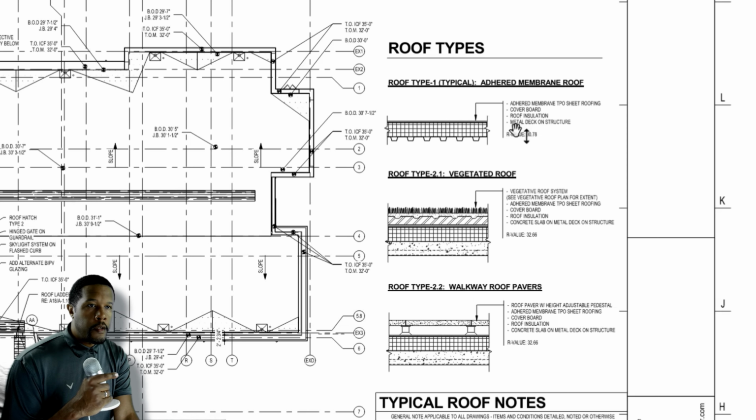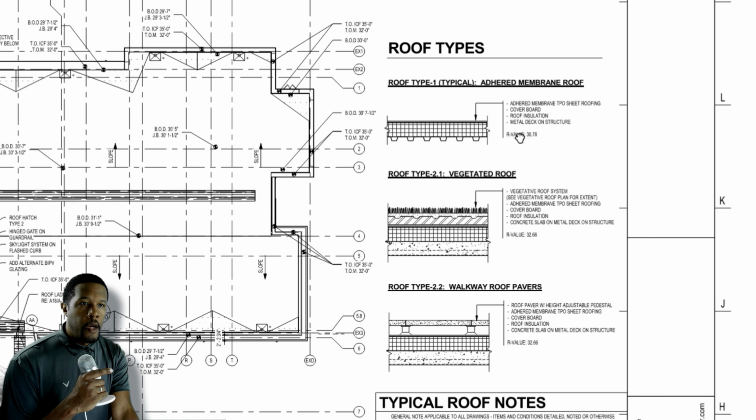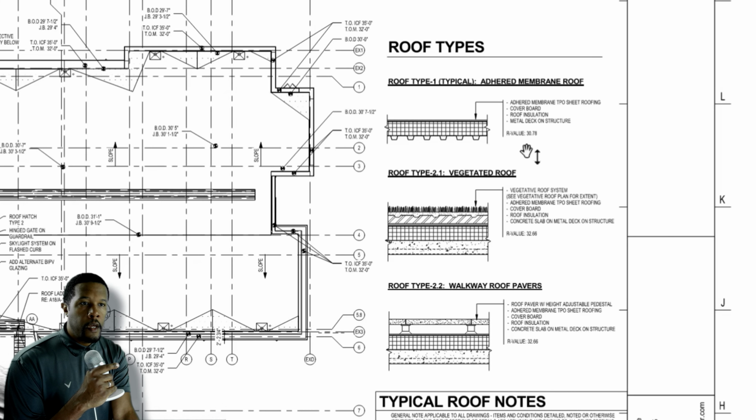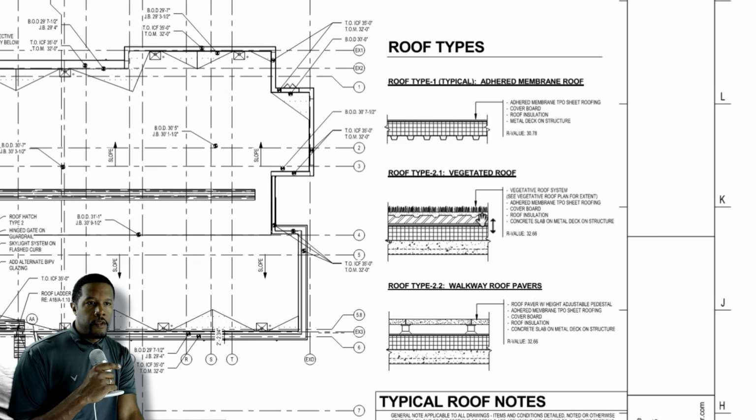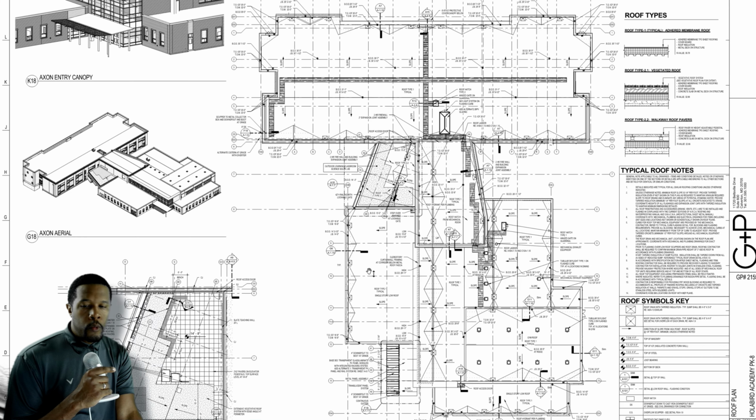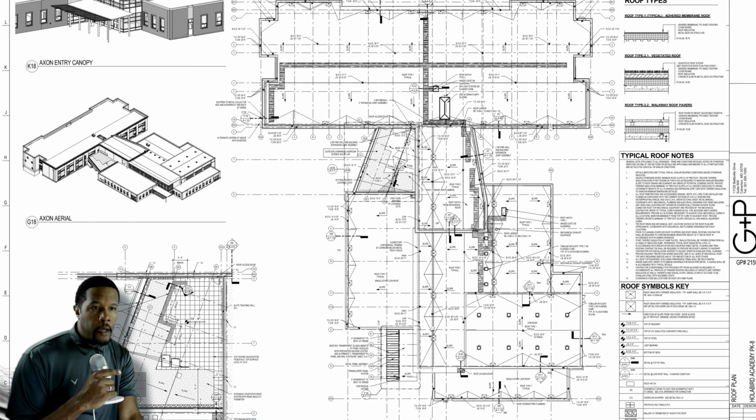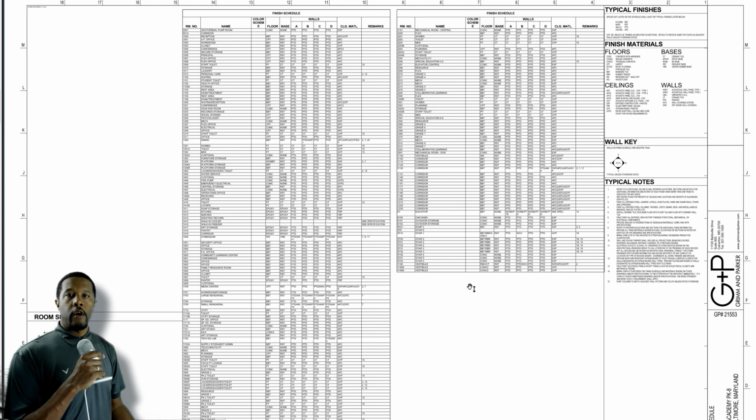What we're looking at on this adhered membrane TPO sheet roofing is the cover board, the roof insulation, and the metal deck. So it's showing you all of that right there. You see there's also a vegetated roof, as well as the walkway pavers highlighted here. The last thing we want to look at are schedules.